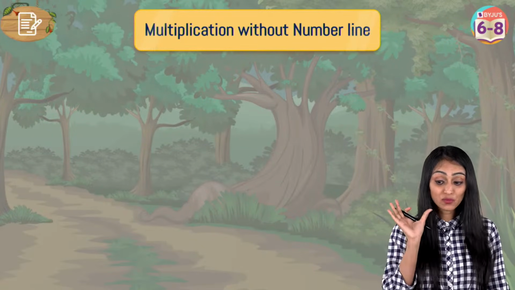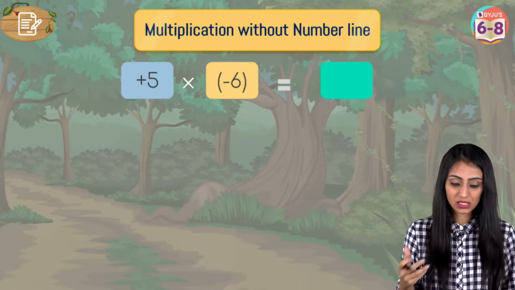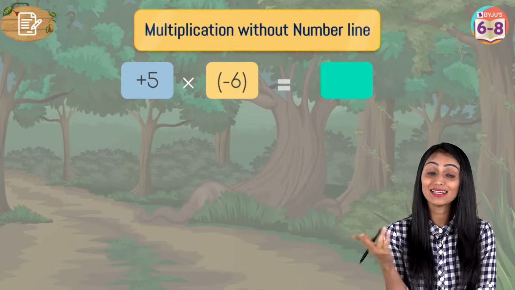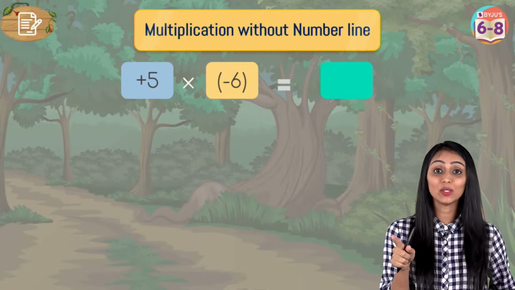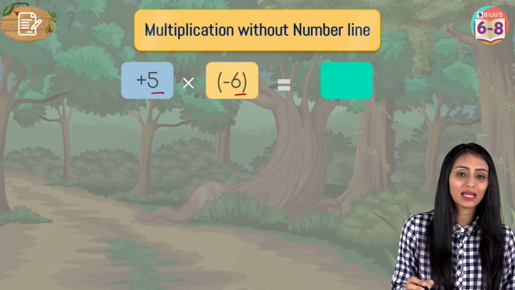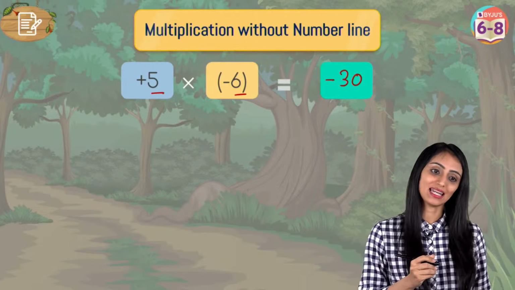Multiplication without a number line. Take a look at this. Let's use some examples. We have positive 5 and minus 6. What we see here is that the signs are different. So what did I tell you? When the signs are different, we are going to get a negative result. Simply we will do 5 times 6. That's 30. And signs are different, so the result would be negative.